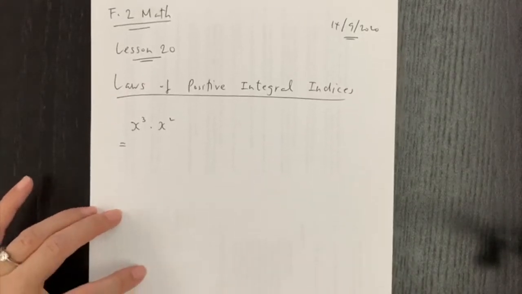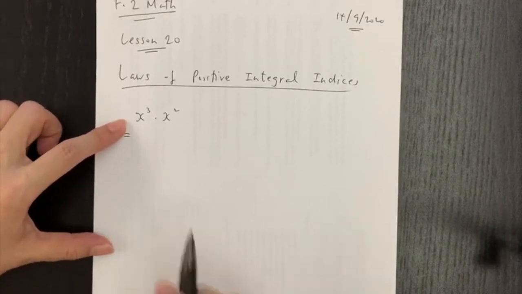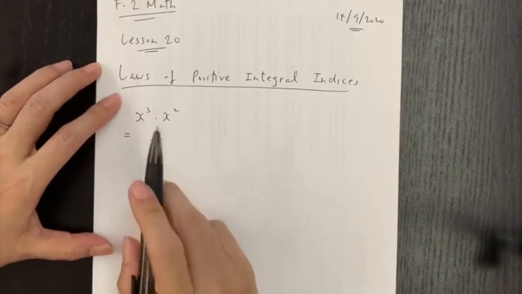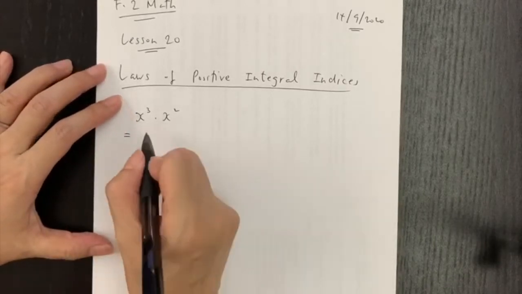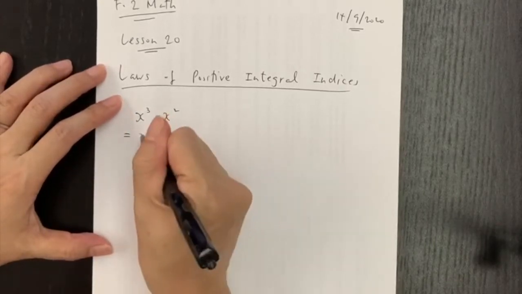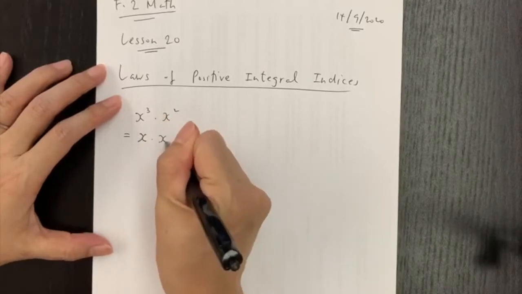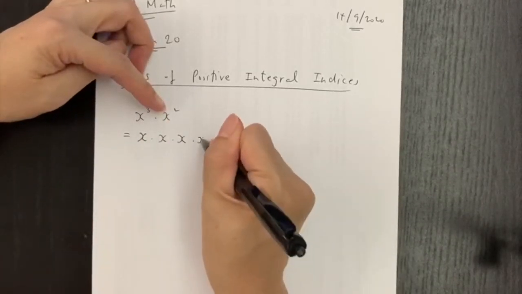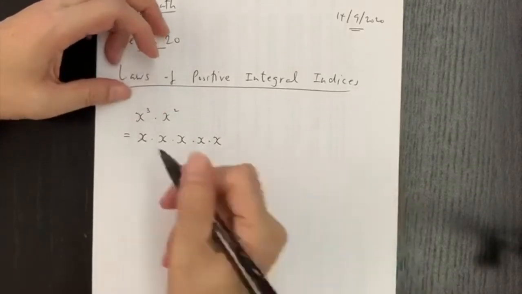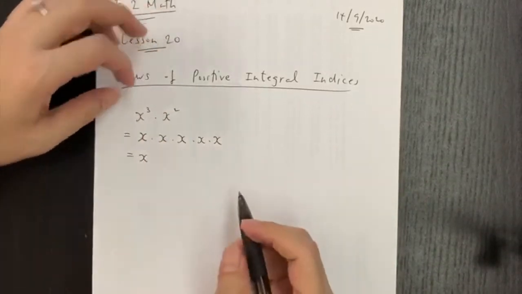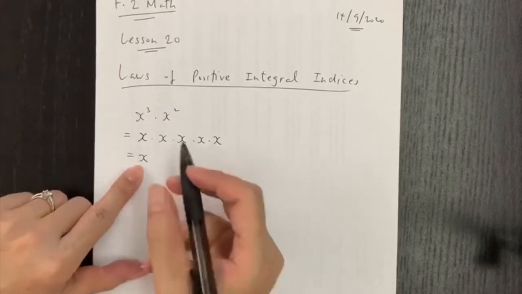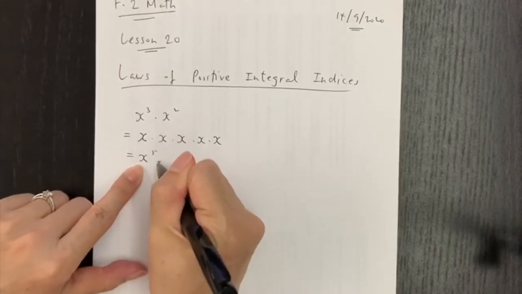Okay, so here we have this example. This is x to the power 3 times x squared. So what is the meaning of x to the power 3? It means x times x times x, and then x squared is x times x. Therefore you can see, how many x do we have here? 1, 2, 3, 4, 5. So therefore this is x to the power 5.